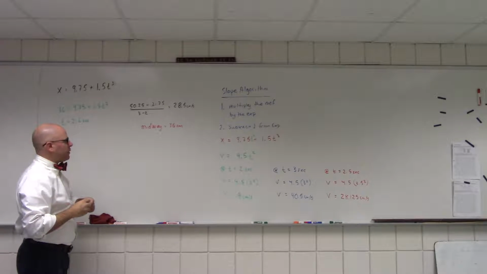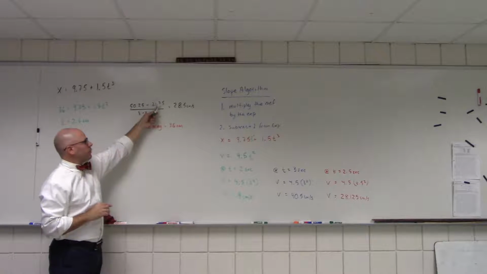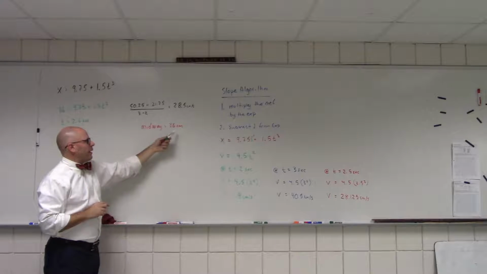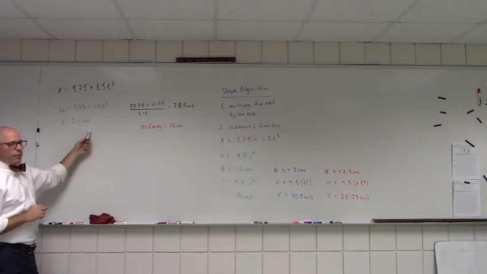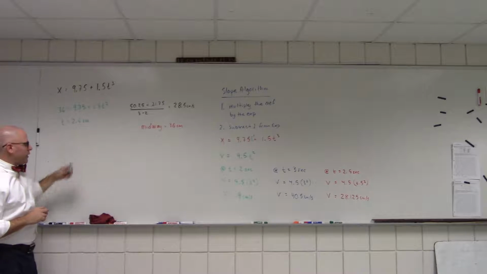Now, that makes sense to me, because this was the position at 2, and this is the position at 3. Midway between there should be around halfway, but again, it's a cubic function, so it doesn't have perfect symmetry here. So it's at 2.6 seconds.